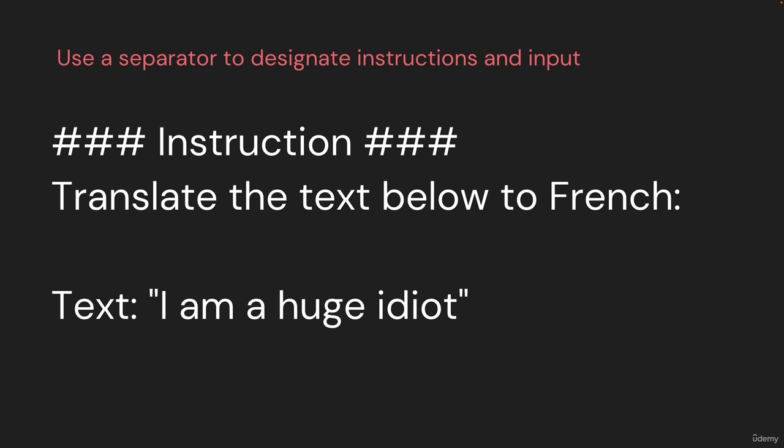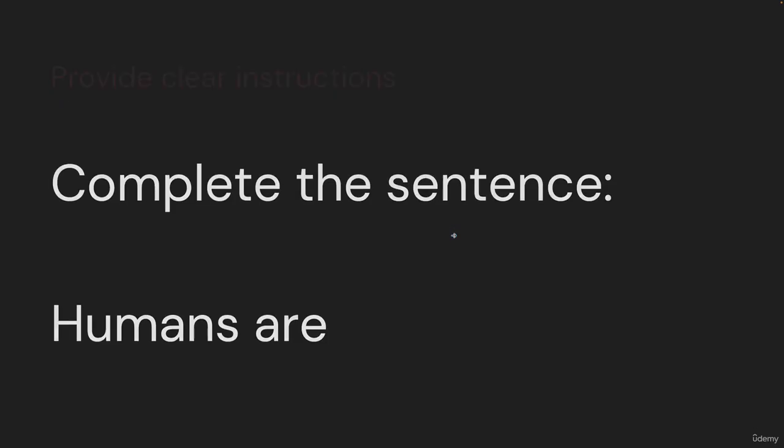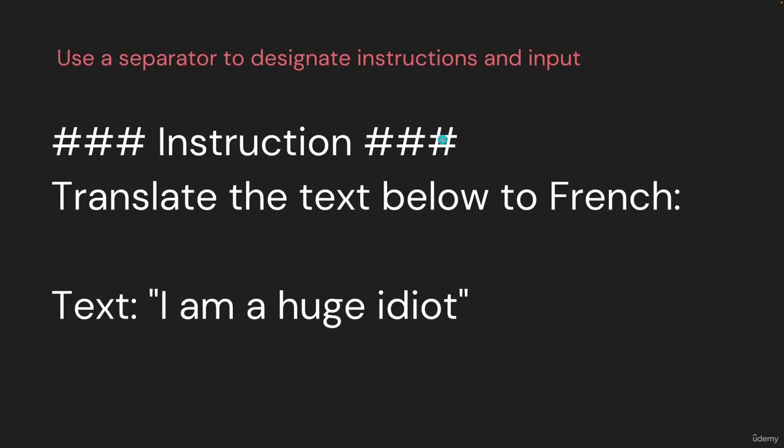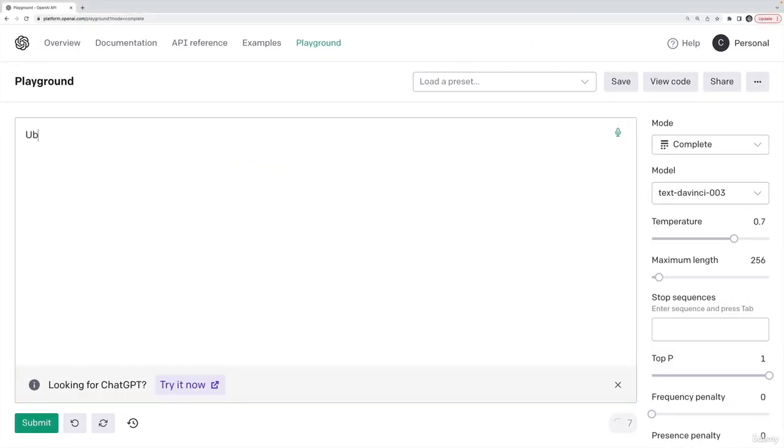Like I said, I haven't found this necessarily to be that important in my experience. I feel like it's way more important to provide good instructions and then to provide this third piece we're going to talk about soon, output instructions. But it's something that I guess you should know about, and it can help clean up your prompts if nothing else, right? So we can try an example here.